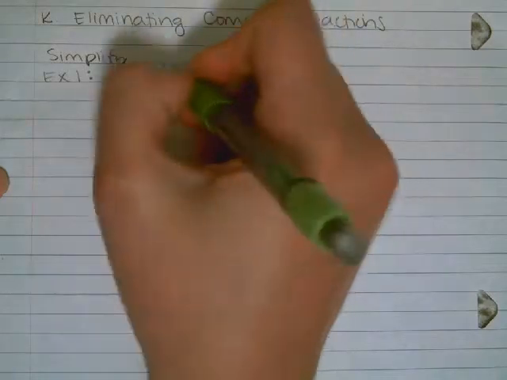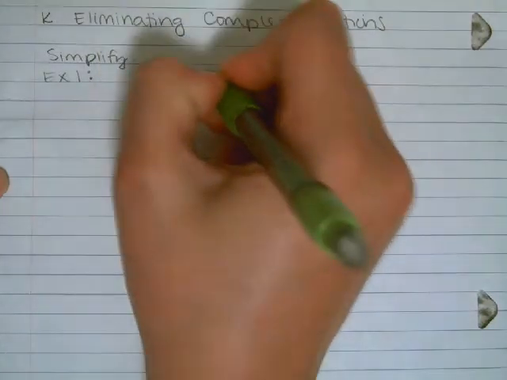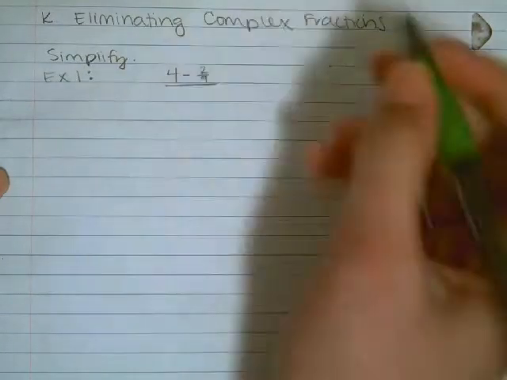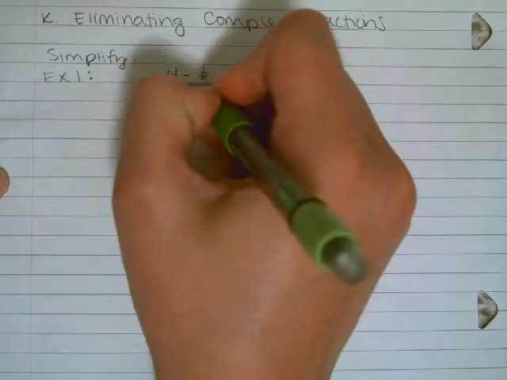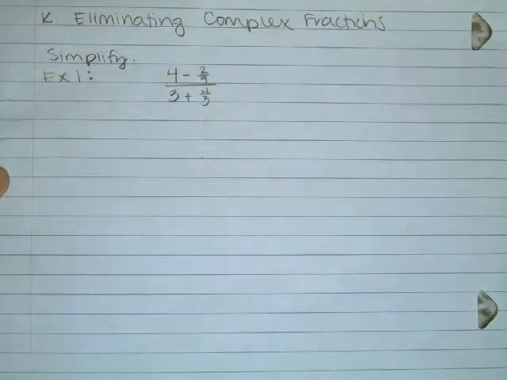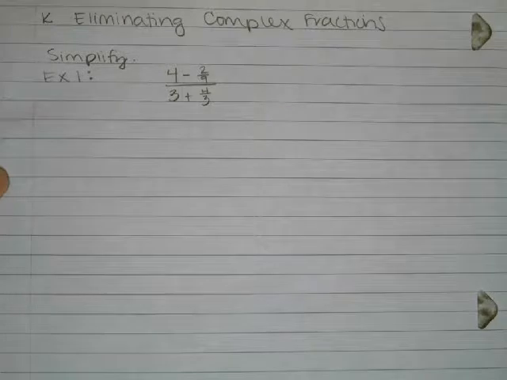All right, so example 1, we're going to say 4 minus 2/9 over 3 plus 4/3. And I think a lot of people would want to get a common denominator and that sort of thing, and then maybe keep it, change it, flip it. But this way is so much easier.